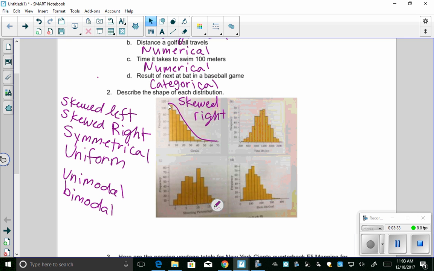Symmetrical. It does not have to be exact. It has to be really, really close. The uniform is when it's in the middle. Is that one right there? So why is it the first one on the bottom?